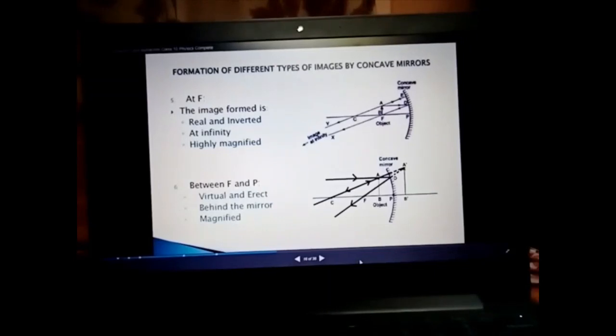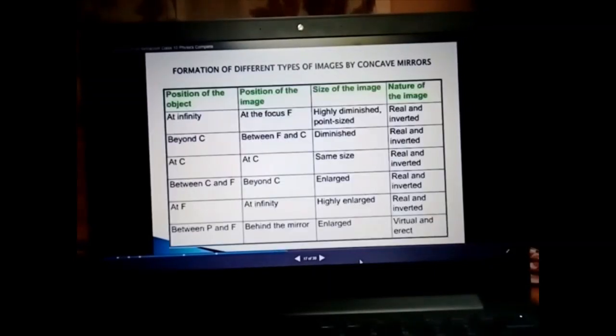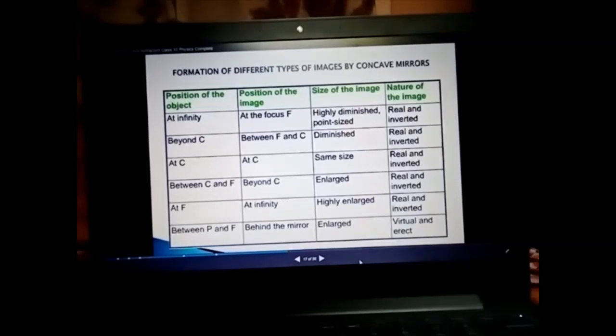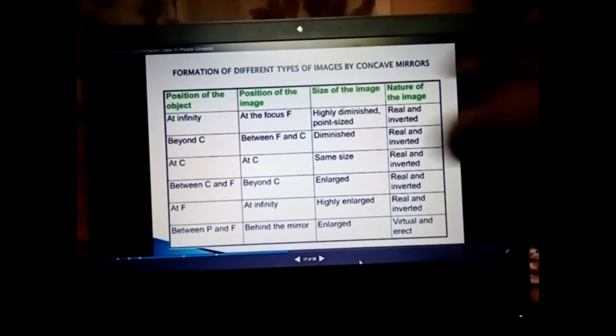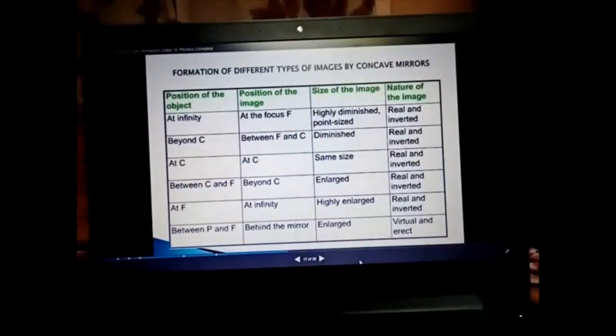Now we can summarize all these six cases in the form of table. This is the table given. Here there are four columns. First column is telling position of the object. The second column is position of the image. Third is size of the image, and fourth is the nature of the image.